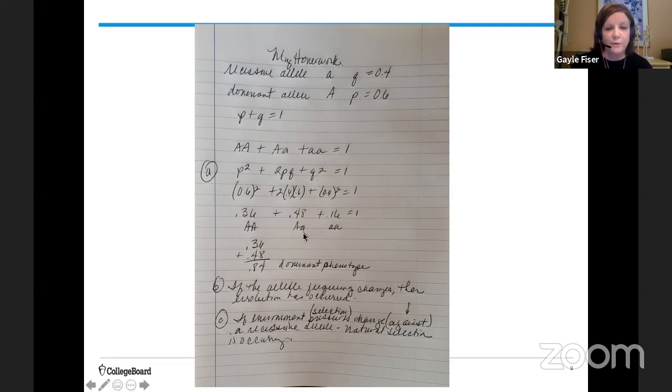And if it was for big A, 480 of those 1,000 would be heterozygous, and then 160 of them would be recessive. Now, the second part of that question asks for a dominant phenotype. So I have 0.36 is my big A, and 0.48 is my big A, little a. So I have a 0.84, which is 84% of the population would have the dominant phenotype.